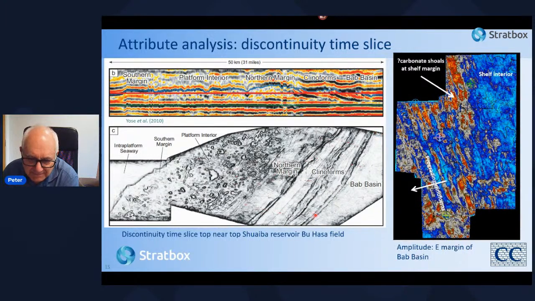And this is the Bab Basin with the intrashelf basinal carbonates with the no seismic character. So that's the deep water facies. And also, if we look at other seismic attributes, for example, we can see amplitude anomalies or variations of amplitude along the strike of these clinoforms, and you can make inference about facies variations and variations of reservoir quality along these clinoforms.